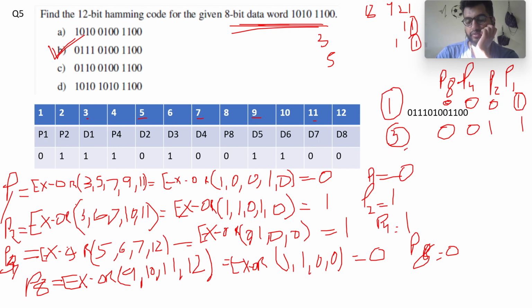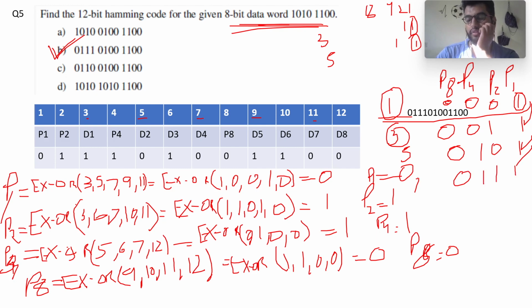How do you represent, let's say, 5? It's 4 plus 1, so 1101. Now check P1, wherever P1 is, it's in position 1. Leave 1 because we are just finding it out. So it's at 3, at 5, and it will be at 7.